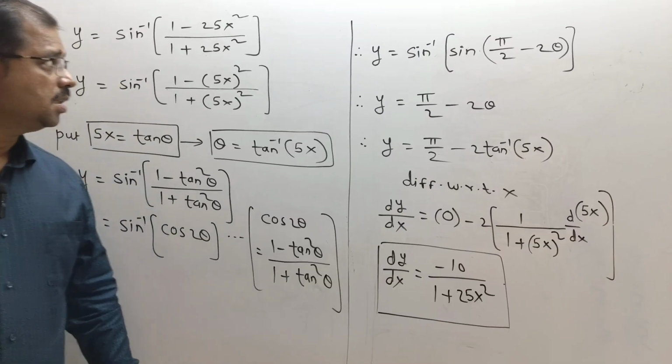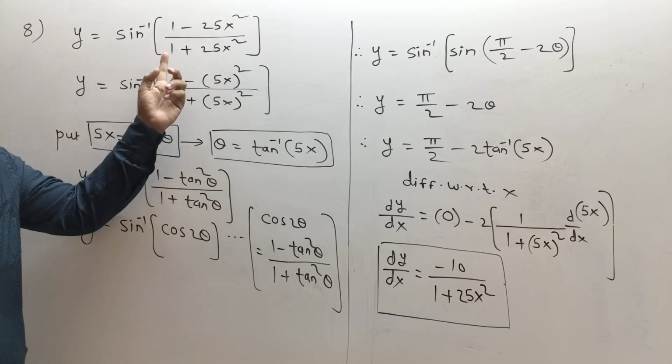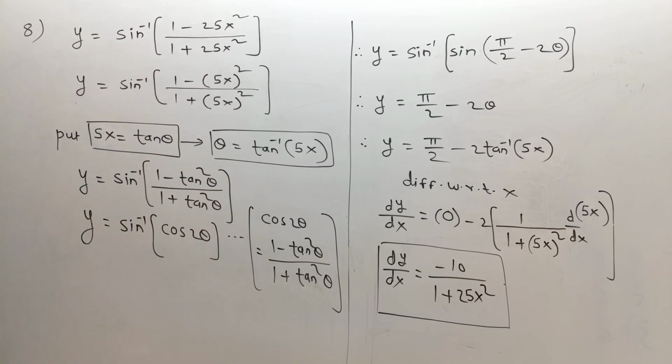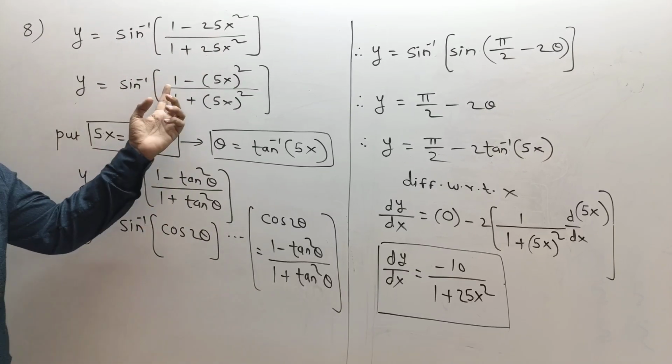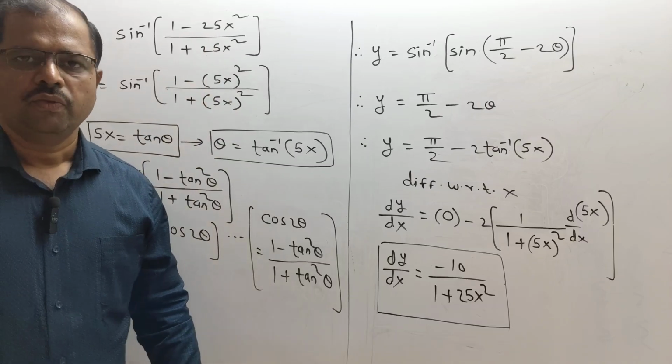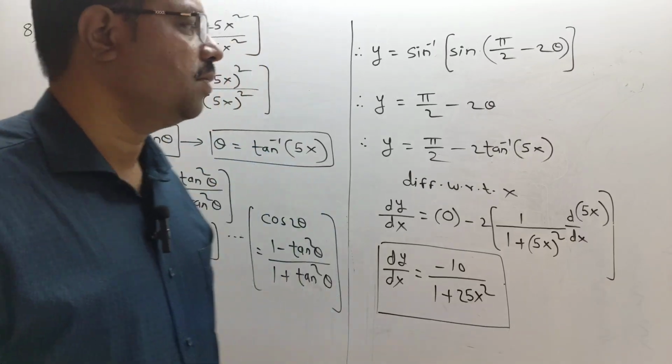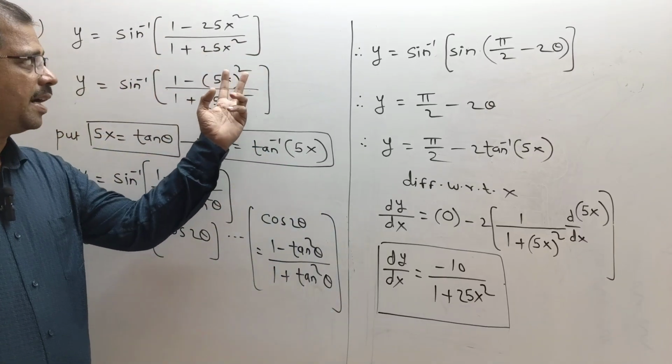Now next problem is y is equal to sine inverse of 1 minus 25x square upon 1 plus 25x square. 25 means 5 square, x square means I write 5x bracket square.